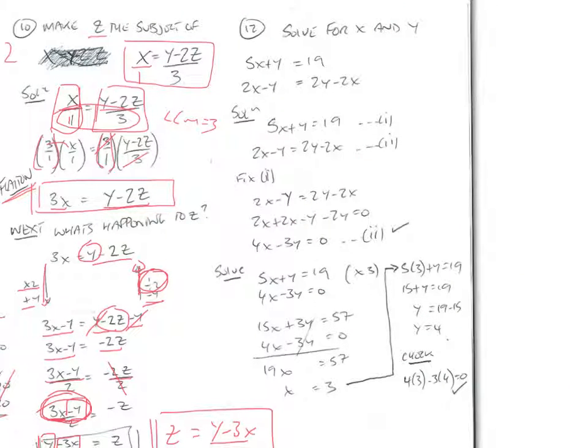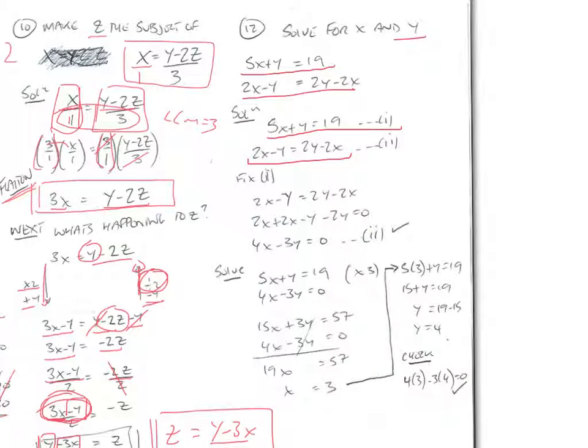Okay, last one. Solve for x and y. We have two equations. 5x plus y is equal to 19. 2x minus y equals 2y minus 2x. So we have two equations there. The first one is good to go in our solution. We can work with that. But the second one we need to clean and tidy.